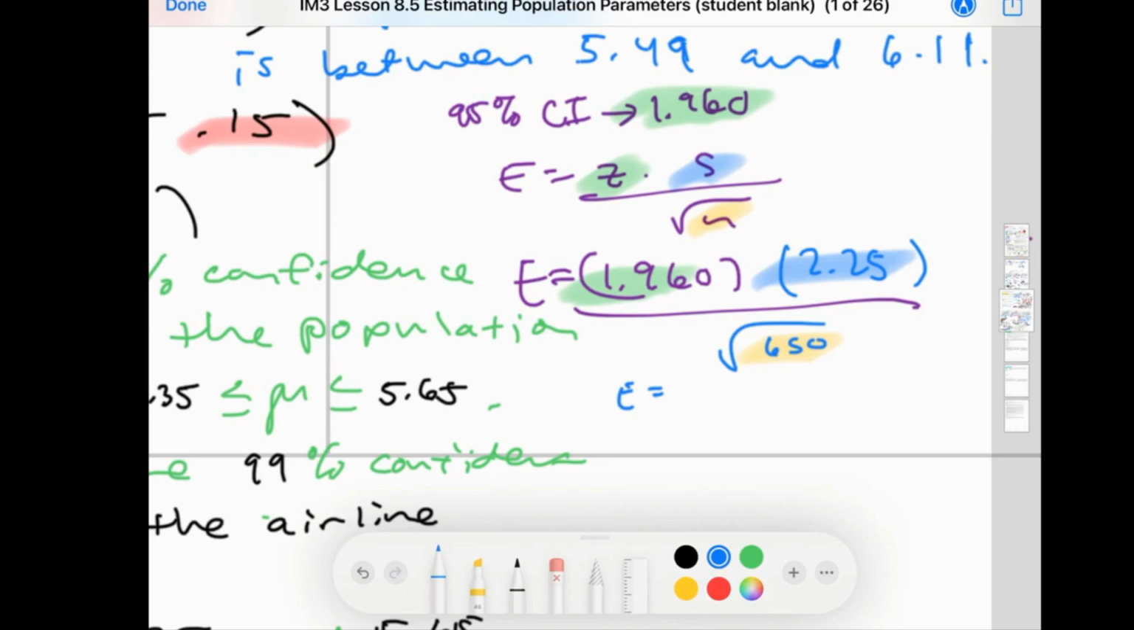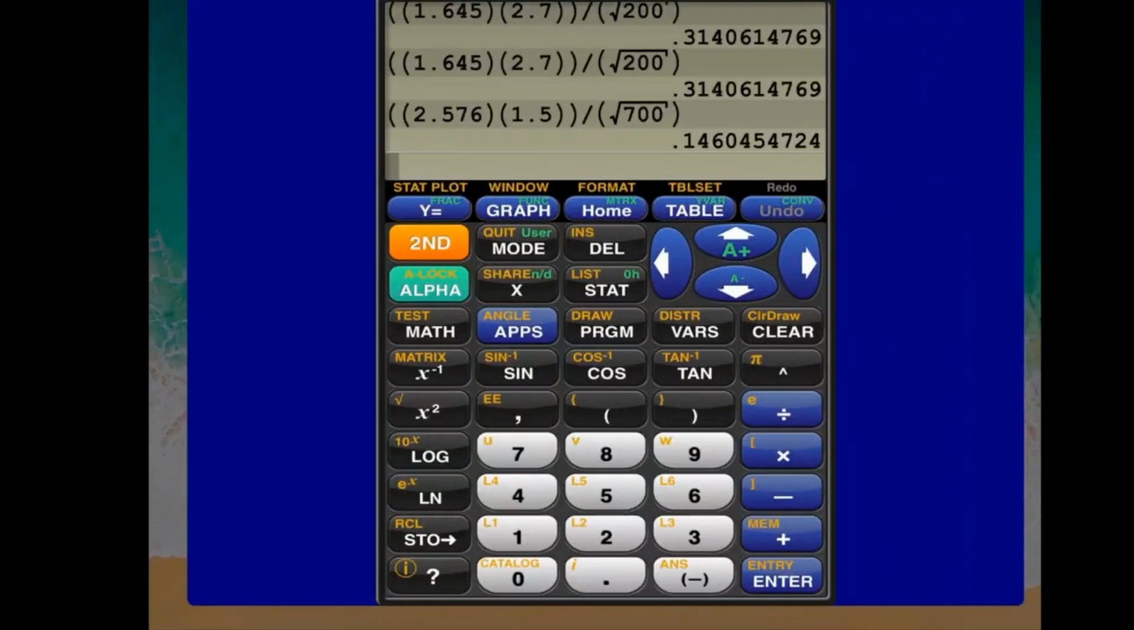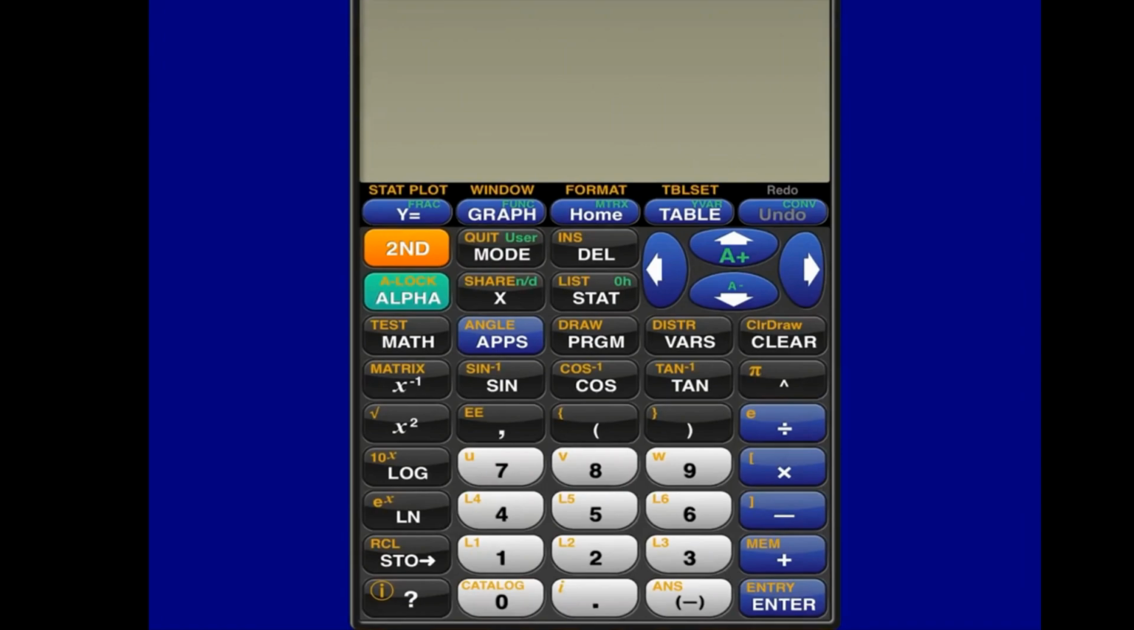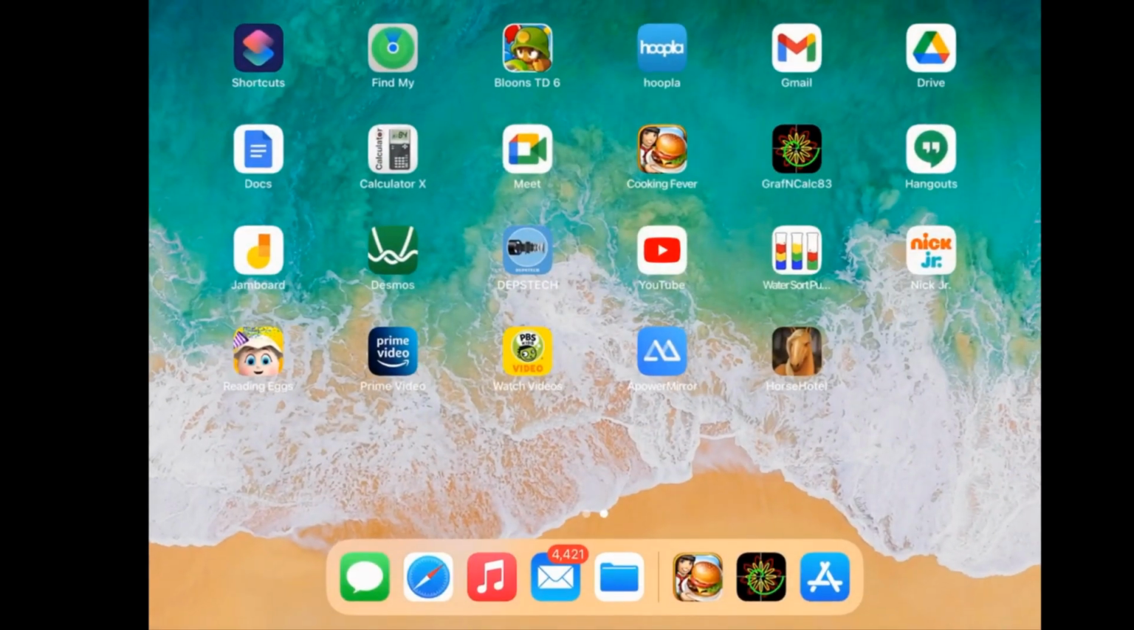Alright, so if I take pictures, I don't forget the numbers. Come over here, let's do it all at the same time again. 1.960, 2.25. I'm going to close my parentheses to show that this is the numerator divided by square root, second x squared, 650. It says red there, so push right. Close the parentheses and then press enter. 0.17. 0.17.